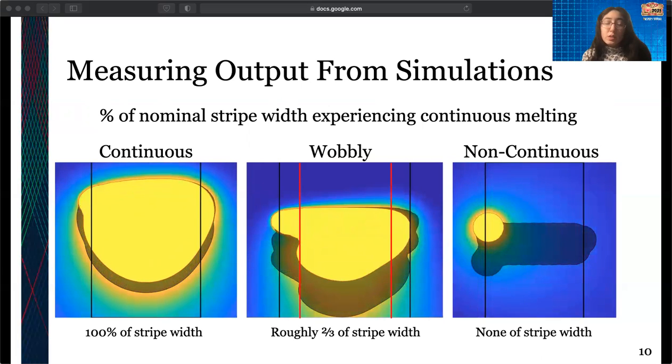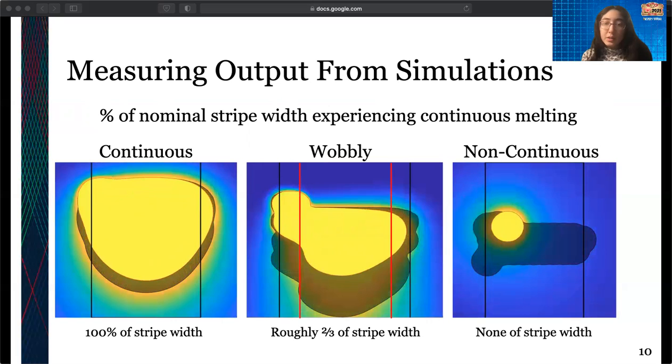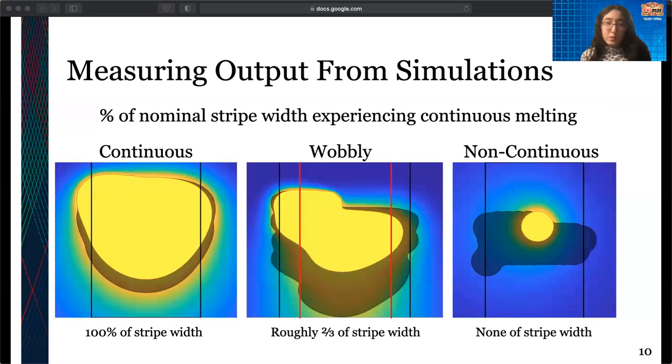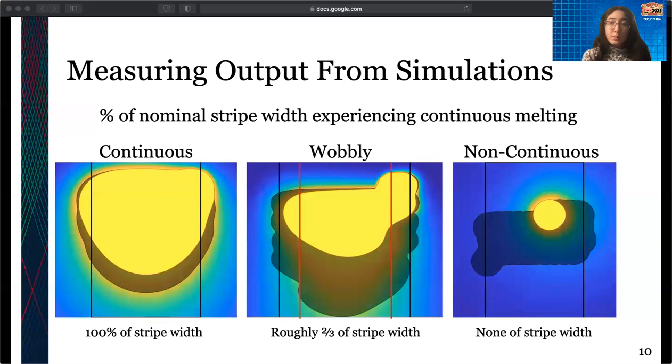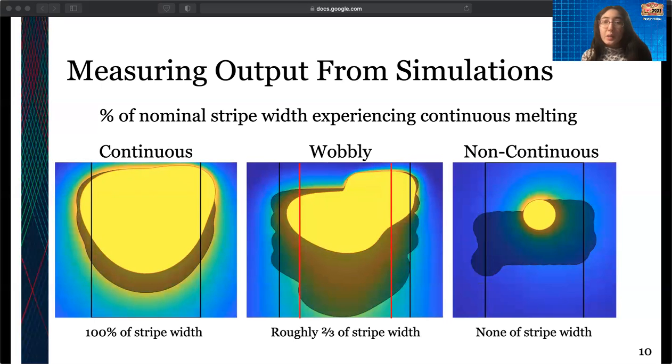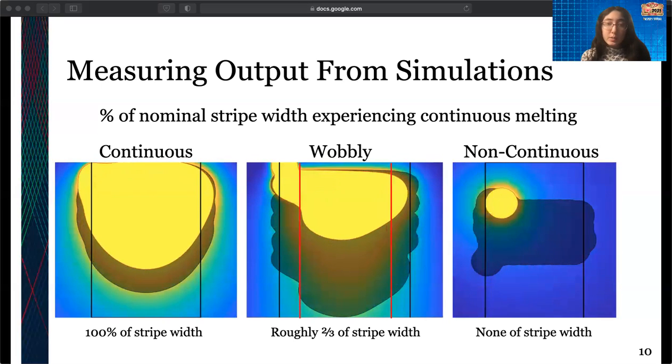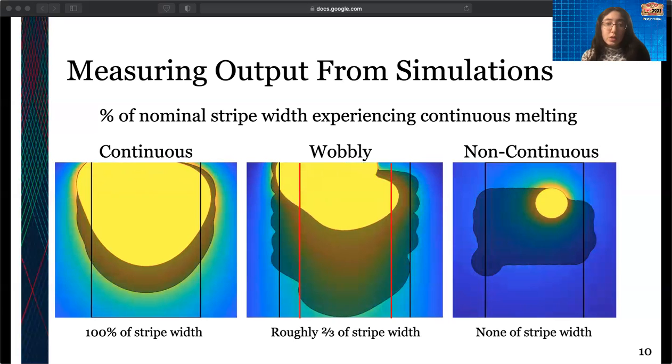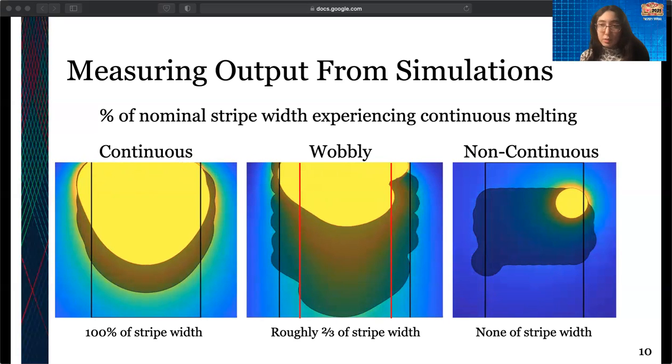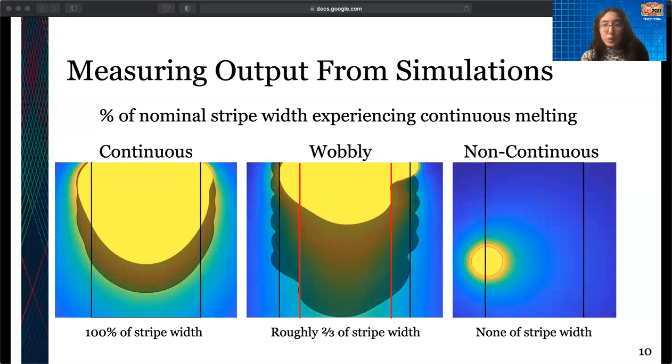So what we can do is look at the ratio between the red width, which is the width over which it is moving upwards, and the nominal stripe width shown in black. And we can use that number as our simulation output. On the left, we get 100% as that number. On the right, we get 0%. And in the middle, we get about 2/3.